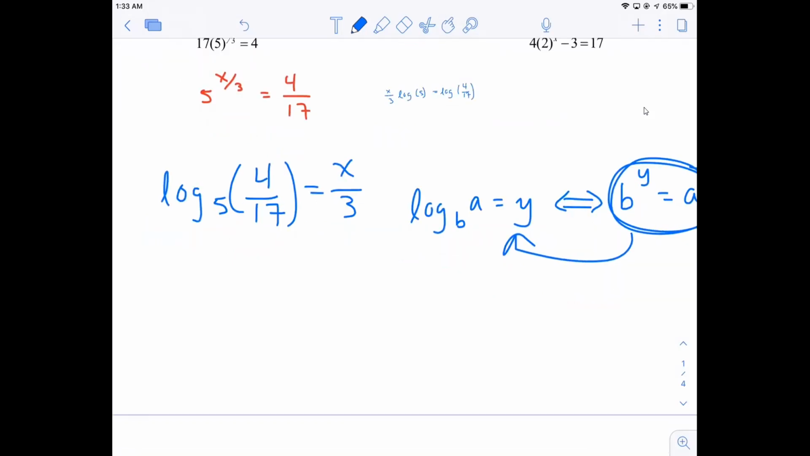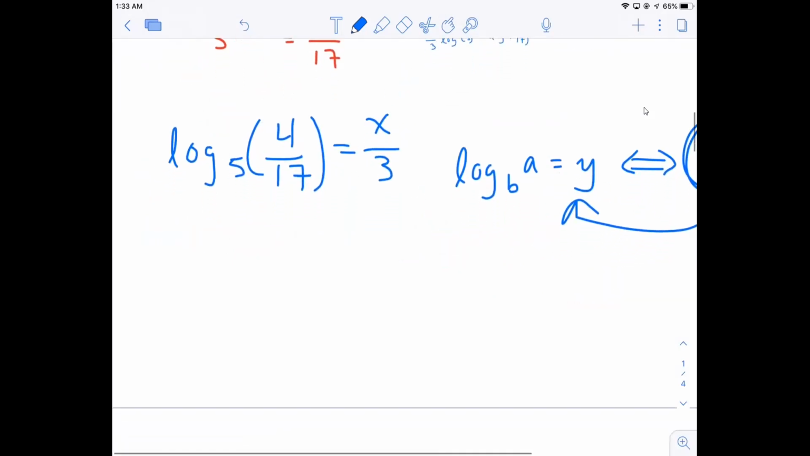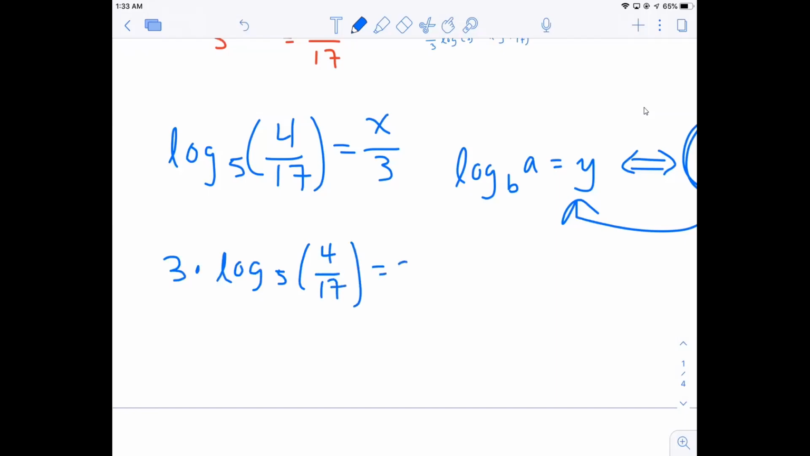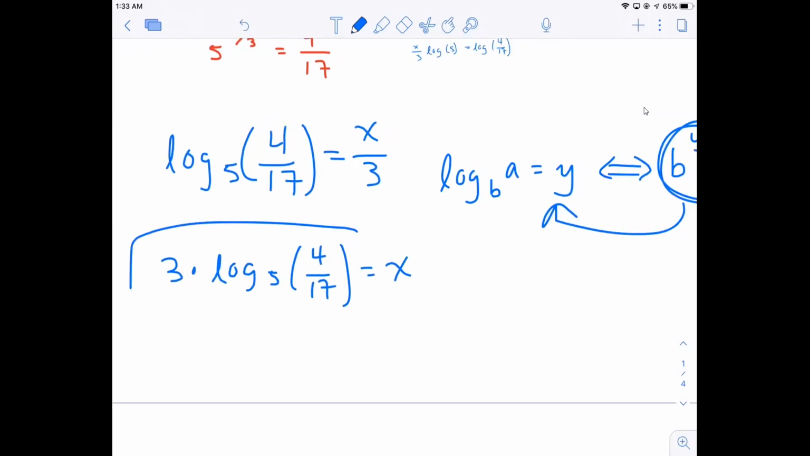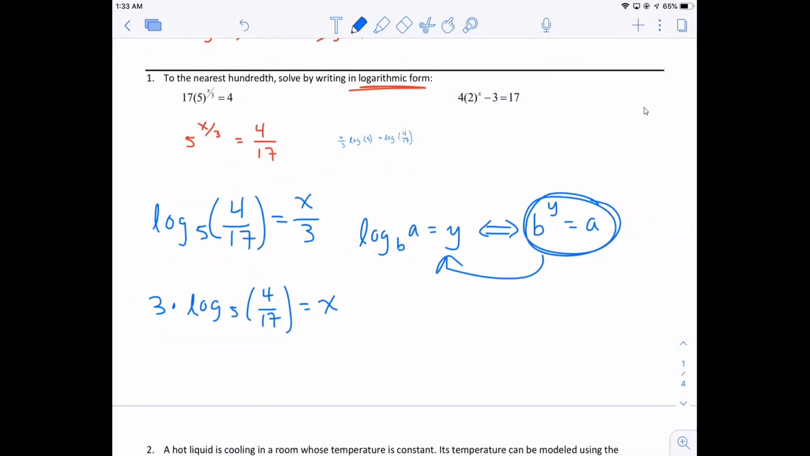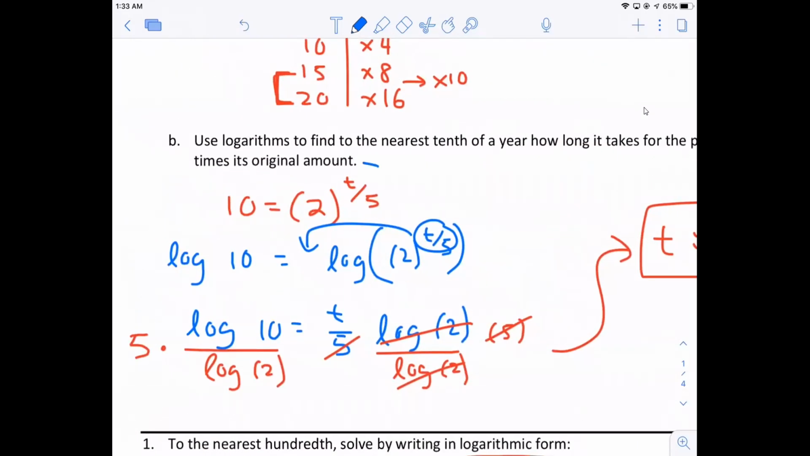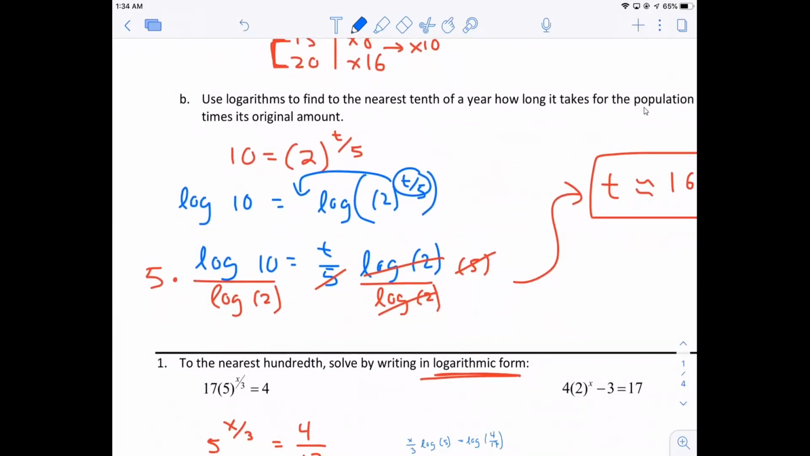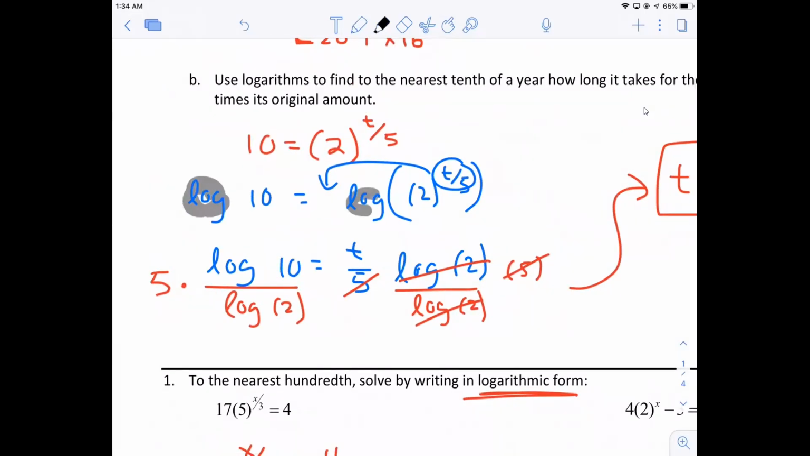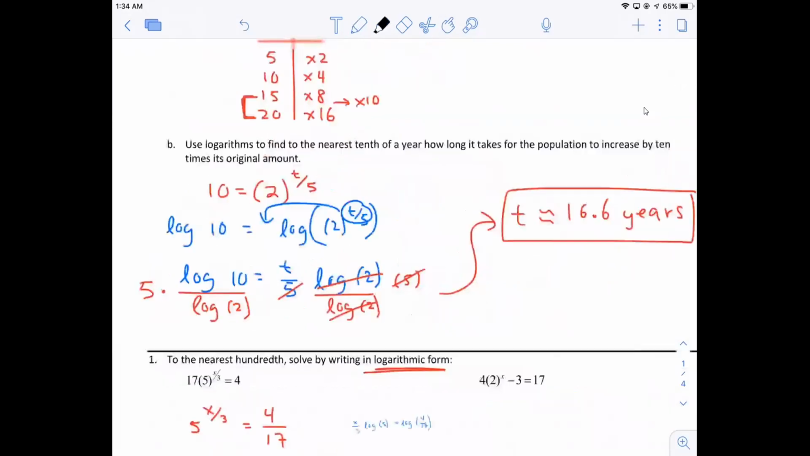So doing it this way, you can write it in log form and then just multiply both sides by 3. Get 3 times log base 5 of 4 over 17 is equal to x. And just type that into your calculator, get that to the nearest hundredth, and there we go. That's solving it by writing it in log form. We could have done that as well over here. We could have written this in log form and just solved it that way. But another method for solving these kinds of exponential equations is to just take the log of both sides.